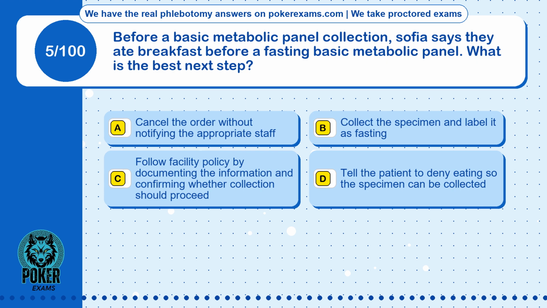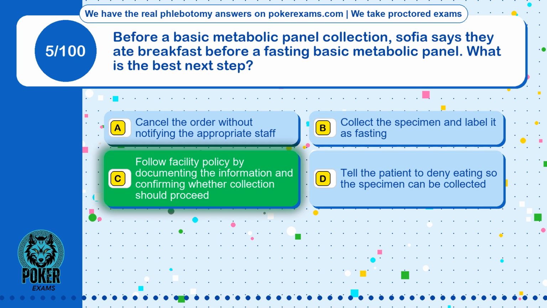Question 5. Before a basic metabolic panel collection, Sophia says they ate breakfast before a fasting basic metabolic panel. What is the best next step? Option A. Cancel the order without notifying the appropriate staff. Option B. Collect the specimen and label it as fasting. Option C. Follow facility policy by documenting the information and confirming whether collection should proceed. Option D. Tell the patient to deny eating so the specimen can be collected.